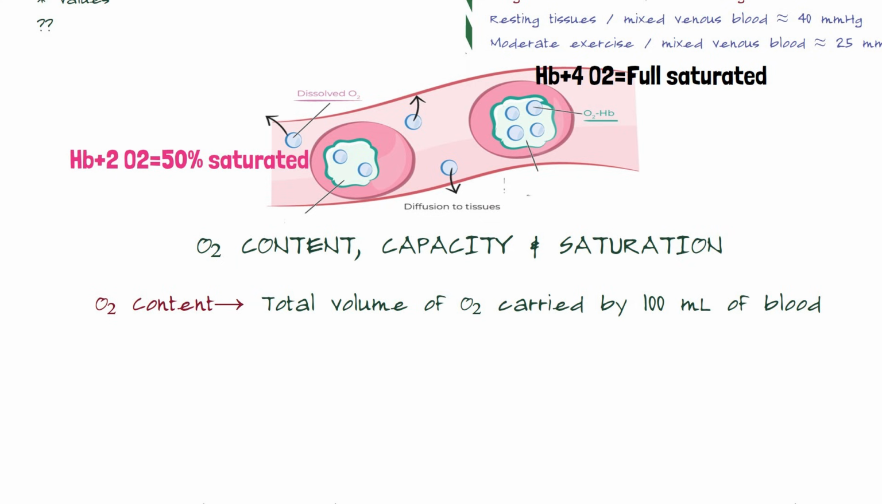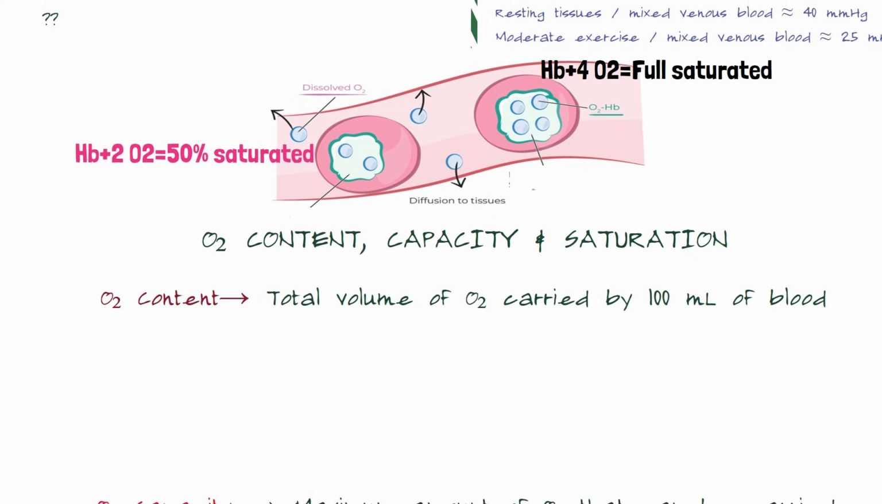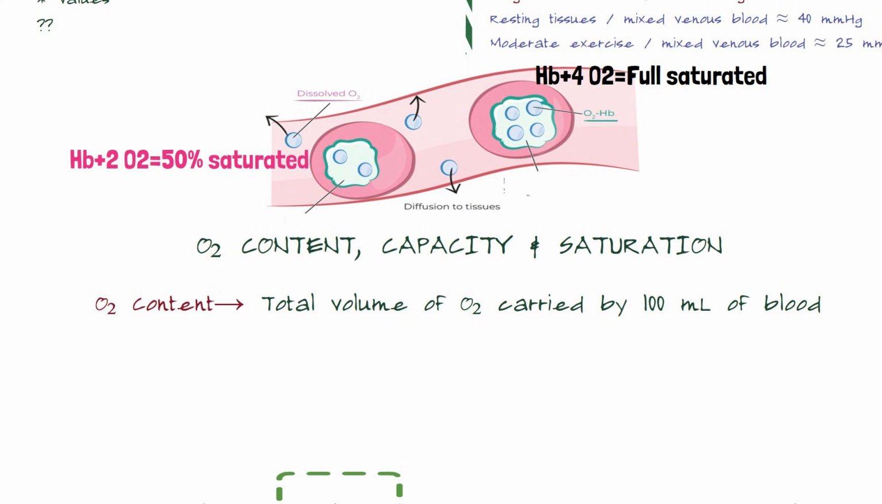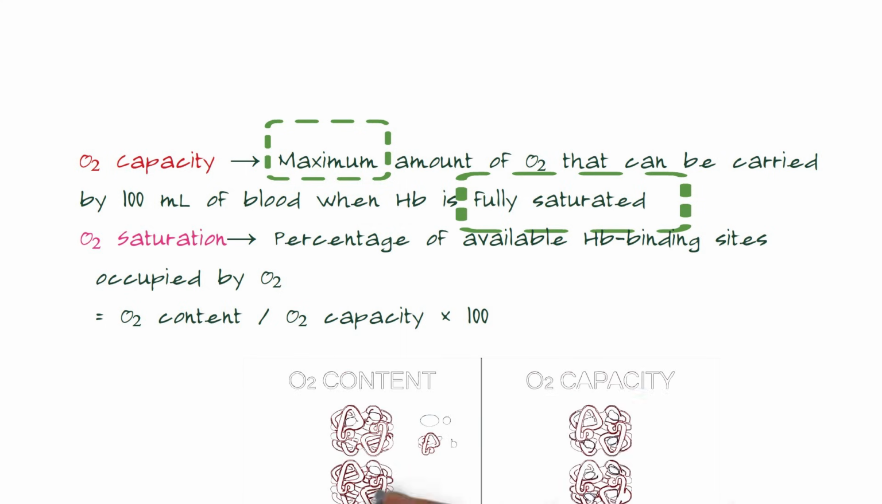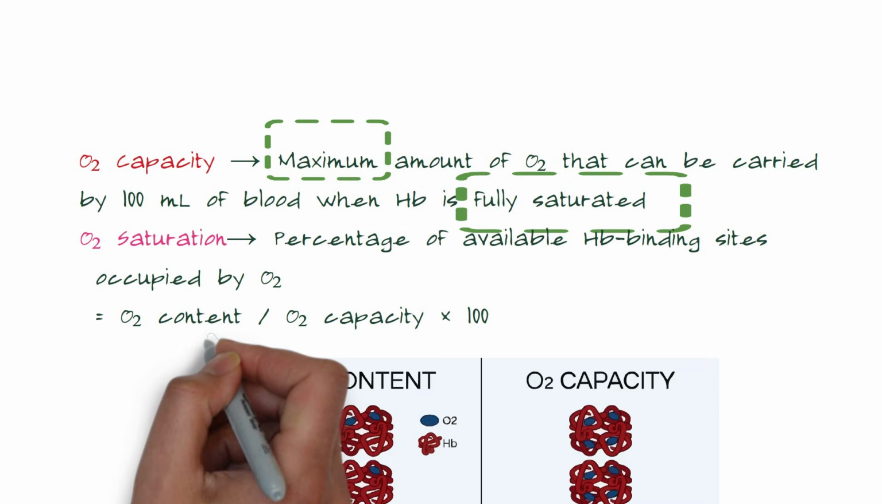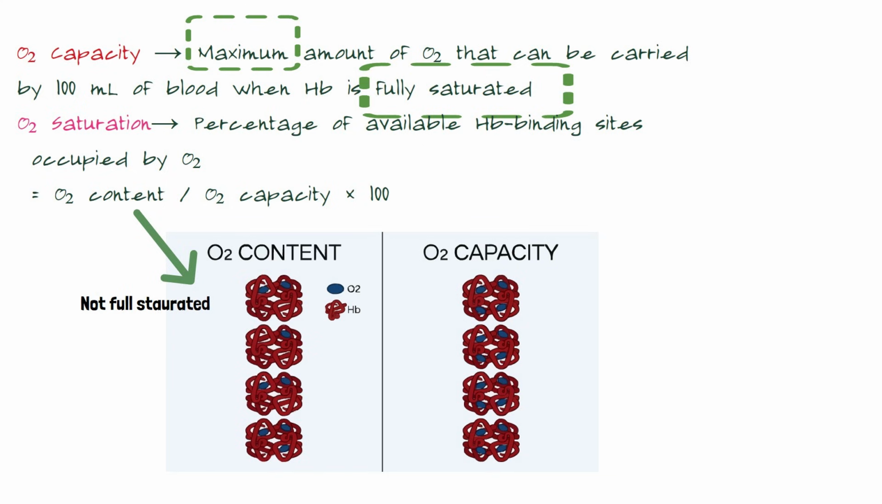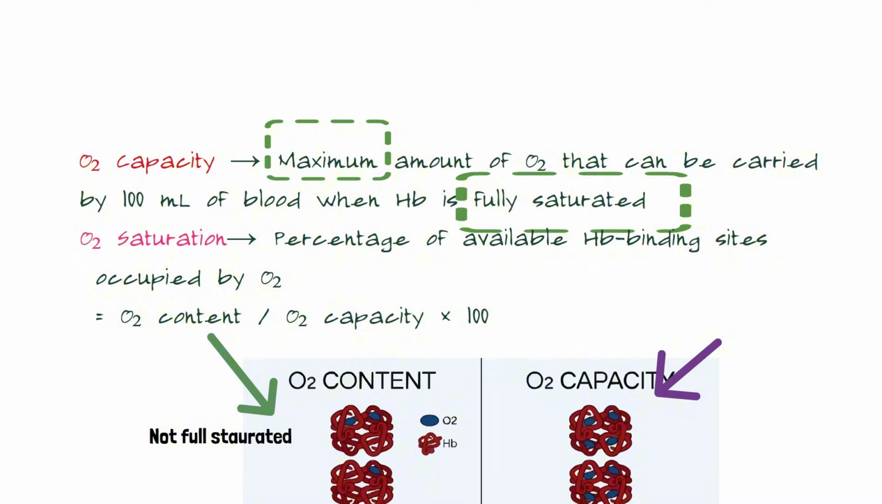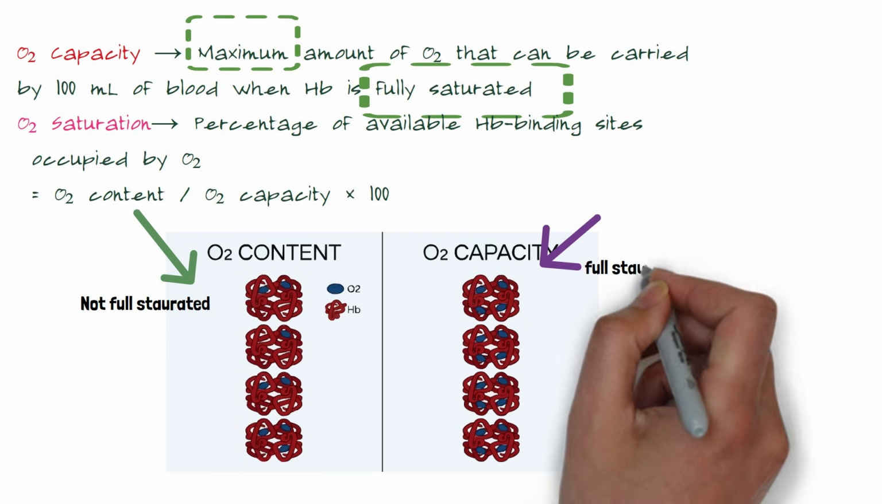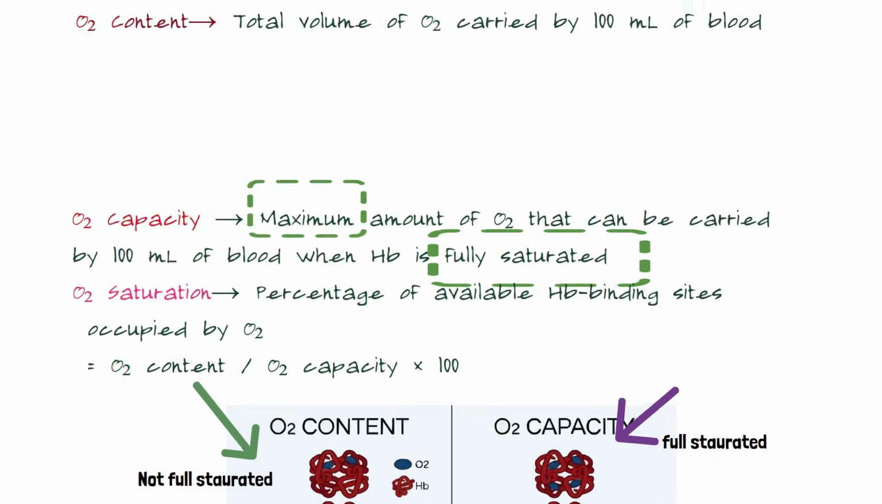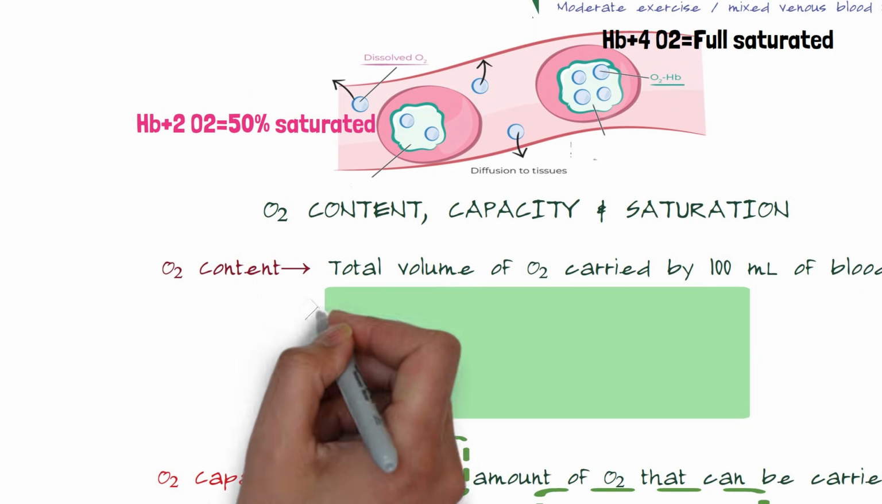The capacity is the maximum amount of oxygen that 100 milliliters of blood carry when the hemoglobin is fully saturated, and the saturation is content over capacity multiplied by 100. Remember that the content is the actual amount, and the capacity is the maximum. When all hemoglobin is fully saturated, all hemoglobin carries four oxygen, the saturation is the percent of the actual over the maximum. Then we talked about the oxygen dissociation curve.